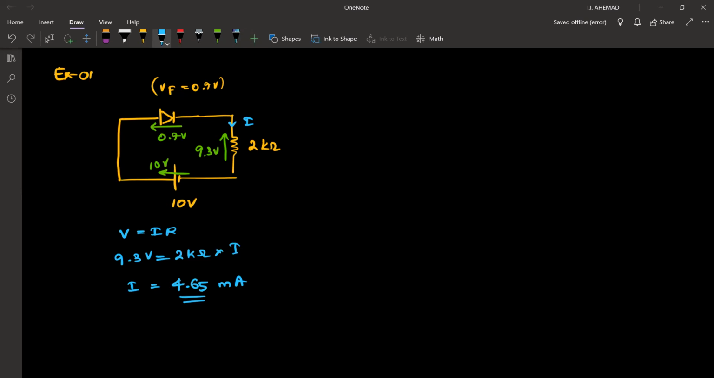So the only possible way to control the current in a circuit that involves diodes is the resistor. By increasing this resistance, you can decrease the current through the diode. Or by decreasing this resistance, you can increase the current through the diode. And if you want to find the potential difference across the diode, you can use this same idea, where you find the potential difference across the resistor and the remaining potential will drop across the diode. Okay.